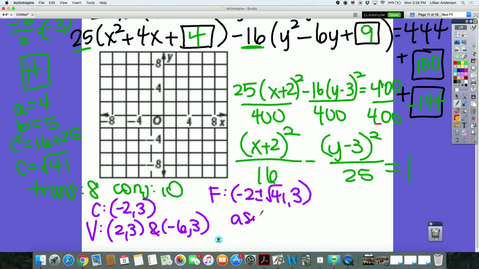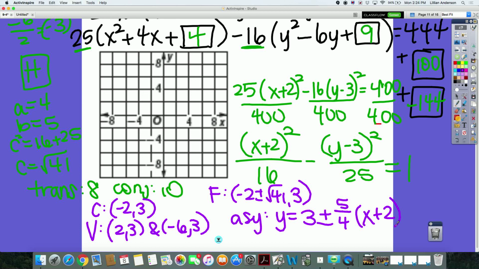And our asymptotes, it's going to be y equals k, which is 3, plus or minus, since it's horizontal, b over a, so 5 over 4, times x minus h, so x plus 2. So we did complete the square. We found the values of a, b, and c. We found our center, our vertices, and our foci, as well as the equation for our asymptotes. Now we're going to graph this.